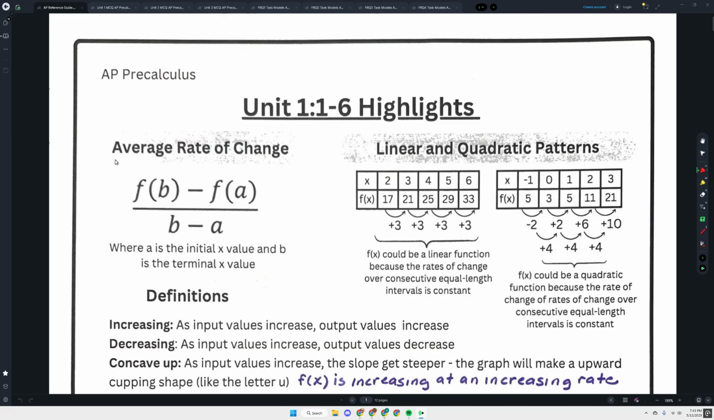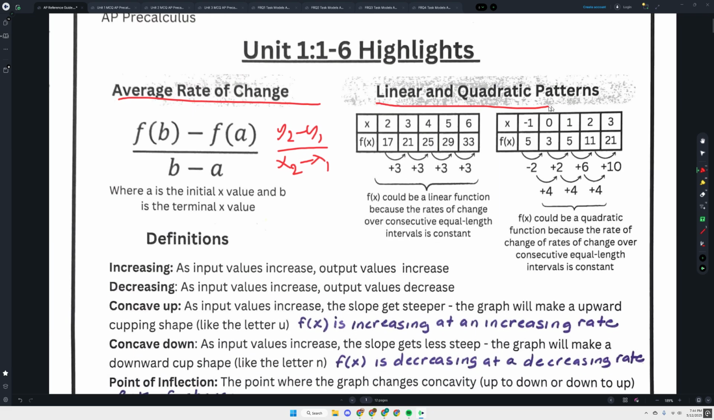I'm going to start. First, the most important thing is average rate of change. Average rate of change is f of b minus f of a divided by b minus a, or it's your y2 minus y1 divided by x2 minus x1. You need to know this formula. This is the most important formula, but it is for any function instead of just linear equations.